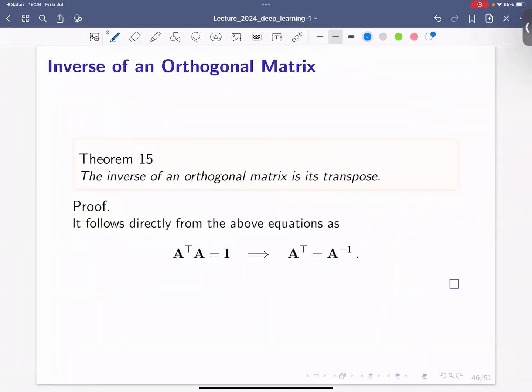Small note on the inverse of an orthogonal matrix. Essentially because of the definition, you have A transpose A equal to I. That's easy to see, it means that A transpose is equal to the inverse, okay?